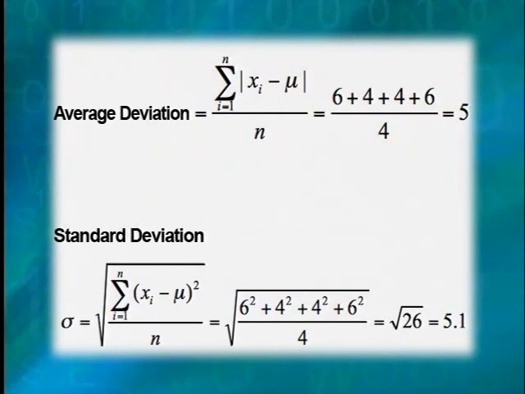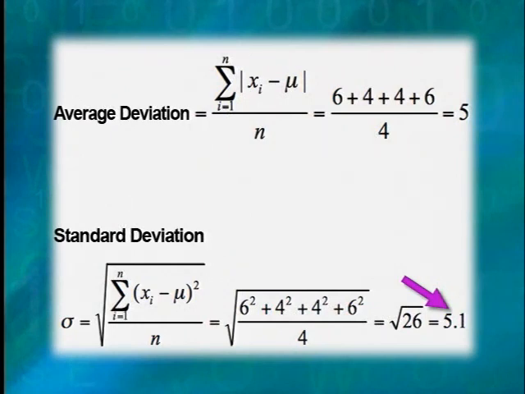And for the standard deviation, remember what we do, we take the square of each distance from the mean. So we take 6 squared for our -6, 4 squared, 4 squared, 6 squared, and add up those squares. By the way, squares are always positive numbers. That's one reason to square, is that you don't have to worry about absolute value signs. So you square it, divide by 4, and then take the square root. And we get 5.1, slightly bigger than the average deviation.